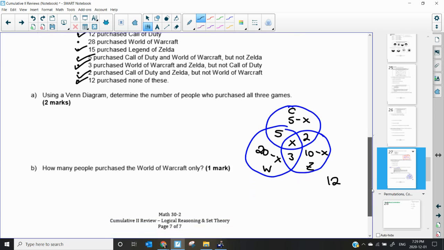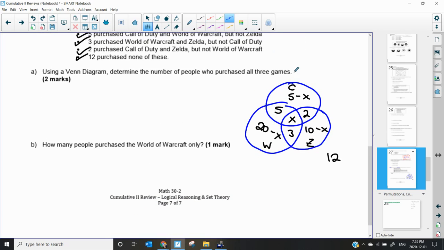Now, in order to figure out what x is, we're just going to add up all of our elements. So if we go 5 plus 2 plus 3 plus 10 plus 20, we get 45. And then if we add up all our x's, we've got a negative x, a positive x, a negative x and another negative x, so that's negative 3x plus x, which is negative 2x. And we also have to remember to add that 12, and that equals the 51 people that were surveyed.